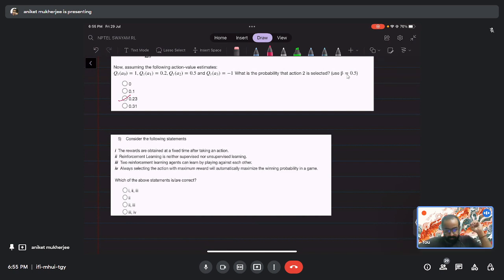Coming to the function, the rewards are obtained at a fixed time after taking an action. No, because different settings would give you different times at which you can get the reward. Only immediate RL problems would have that. Okay, I hope that is clear to everyone.